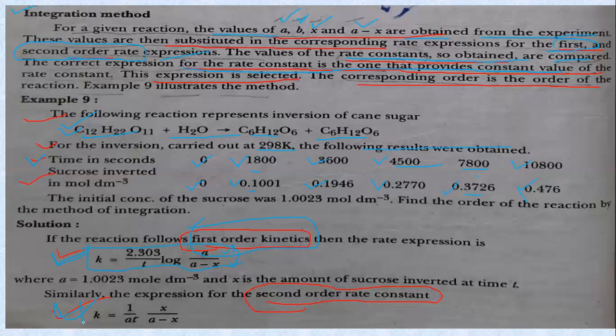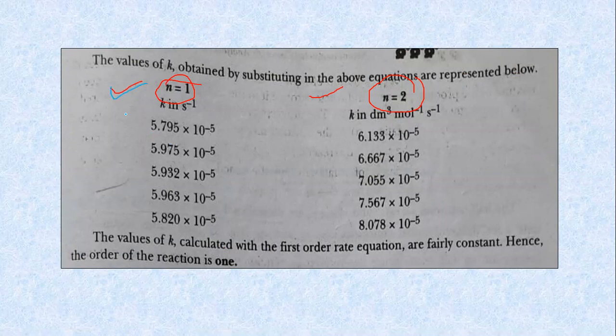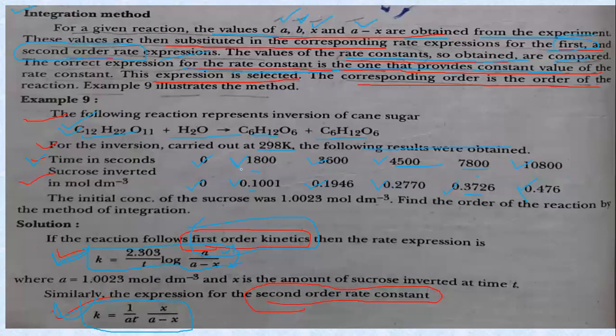This is the second order rate equation, by finding out the values of a minus x and x in the fashion which we have studied already. Now, for the first order reaction, if you find out the value of k for each reading, for the first reading it was 0, so don't bother about that. After that we have taken a reading after 1800 seconds.